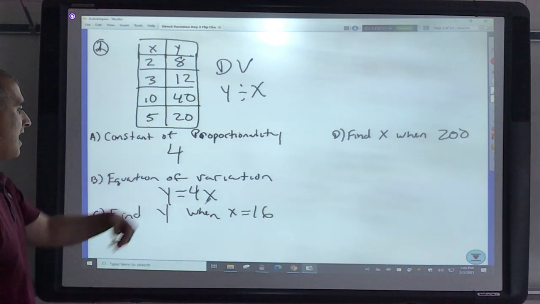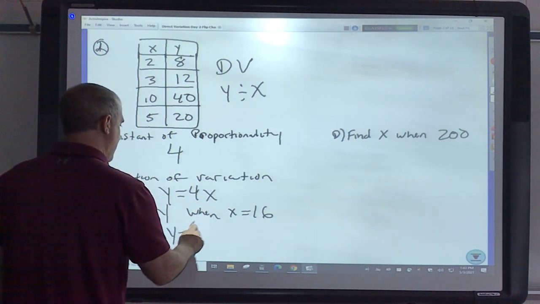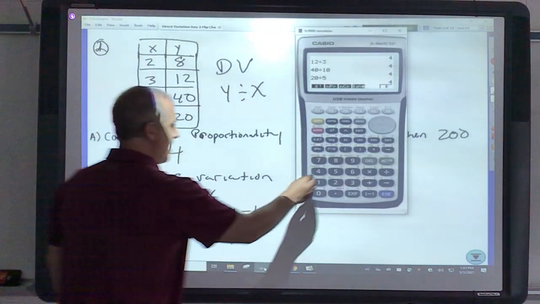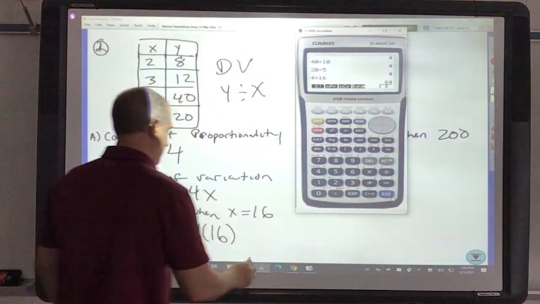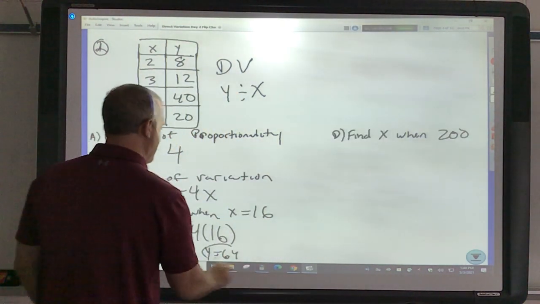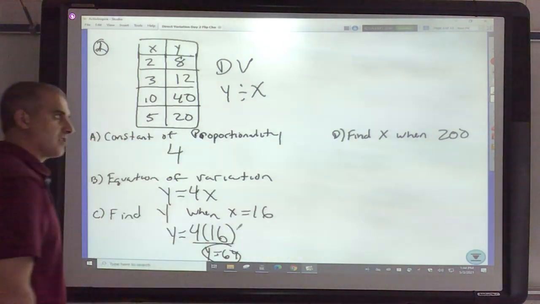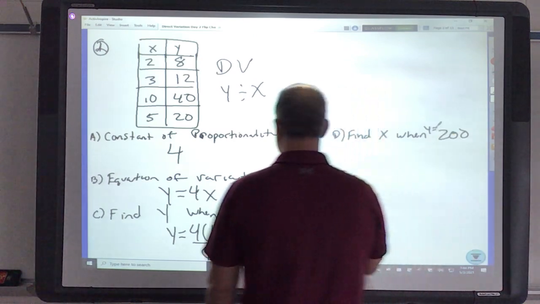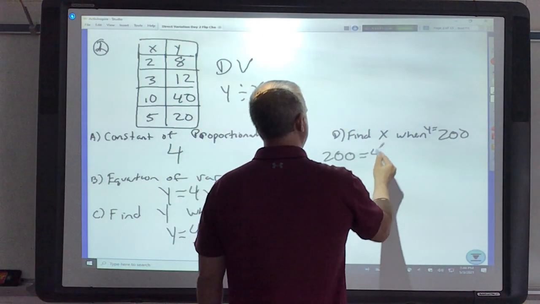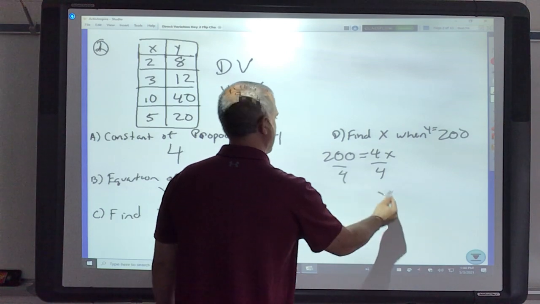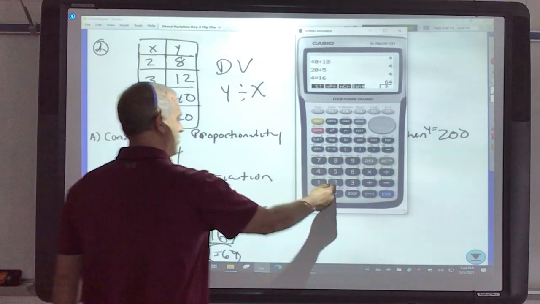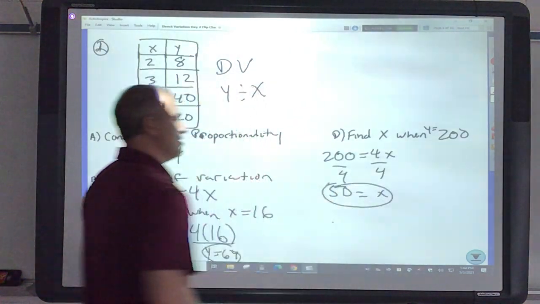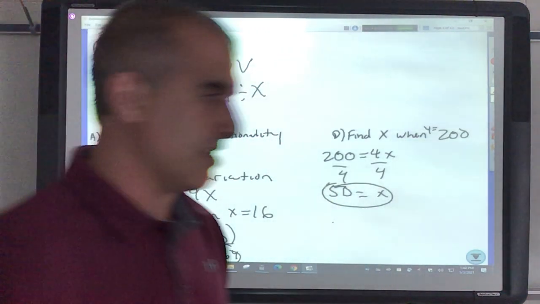Now it says find y when x is 16. All I got to do is put 16 in there. When they're both on the same side like that, you can just do 4 times 16. So y is 64. When they're on the same side, just multiply. Find x when y equals 200. So I put 200 in for y. Very simply, I would just divide by 4. x would be 200 divided by 4, which is 50. So all you gotta do is read the problem and substitute into the equation.